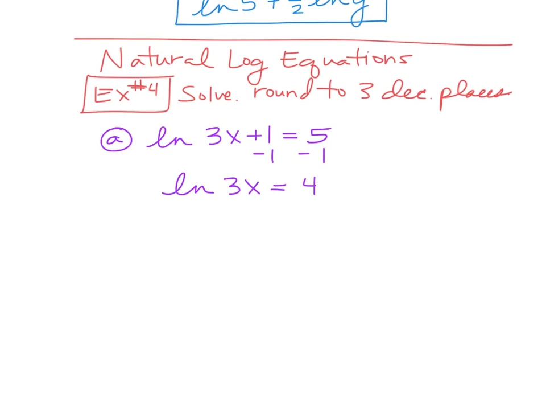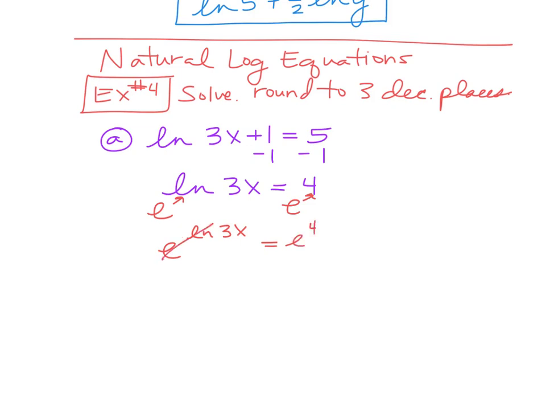Now we need to get rid of that natural log. And the way that we do that is natural logs deal with a base of e, right? The inverse of a log is an exponent. So we're going to make this an exponent to get rid of that natural log. We do both the left and the right side, e to those powers. So it's going to be e to the natural log of 3x equals e to the fourth.